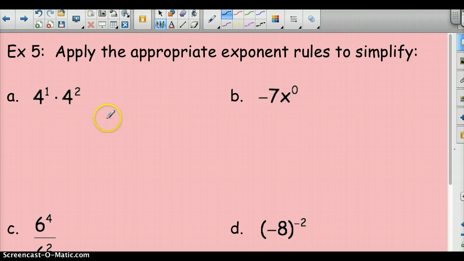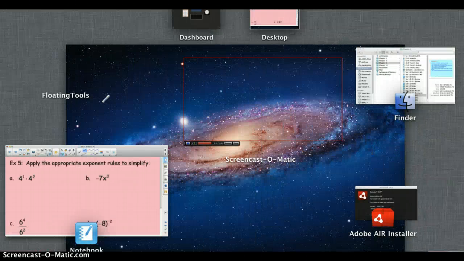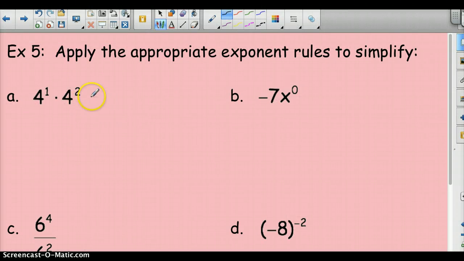All right, last ones. Last ones we're talking about here, we're going to play the same game on. 4 to the first times 4 to the second. Well, we're multiplying the same base together. We will add the exponents. Becomes 4 to the third power, which is 4 times 4 times 4, which is 64.